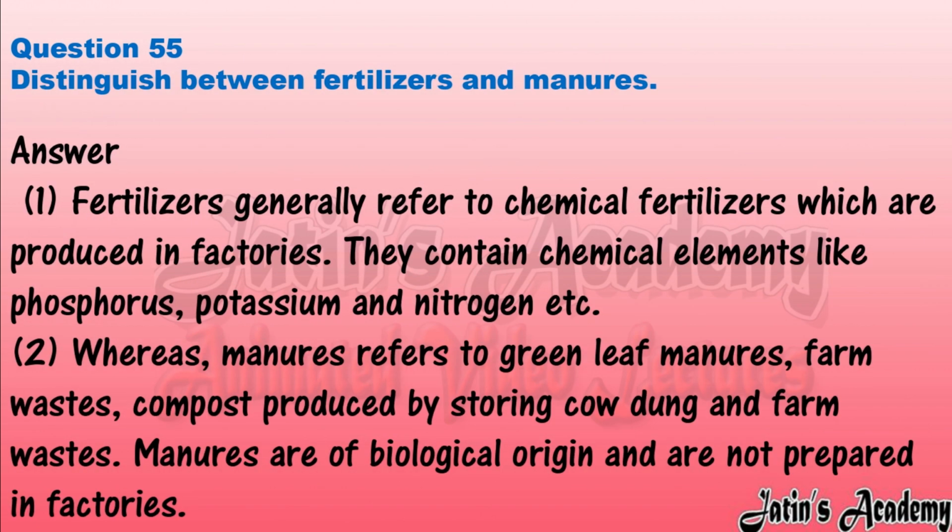Question 55. Distinguish between fertilizers and manures. Answer. 1. Fertilizers generally refer to chemical fertilizers which are produced in factories. They contain chemical elements like phosphorus, potassium, and nitrogen, etc. 2. Whereas manures refers to green leaf manures, farm wastes, and compost produced by storing cow dung and farm wastes. Manures are of biological origin and are not prepared in factories.